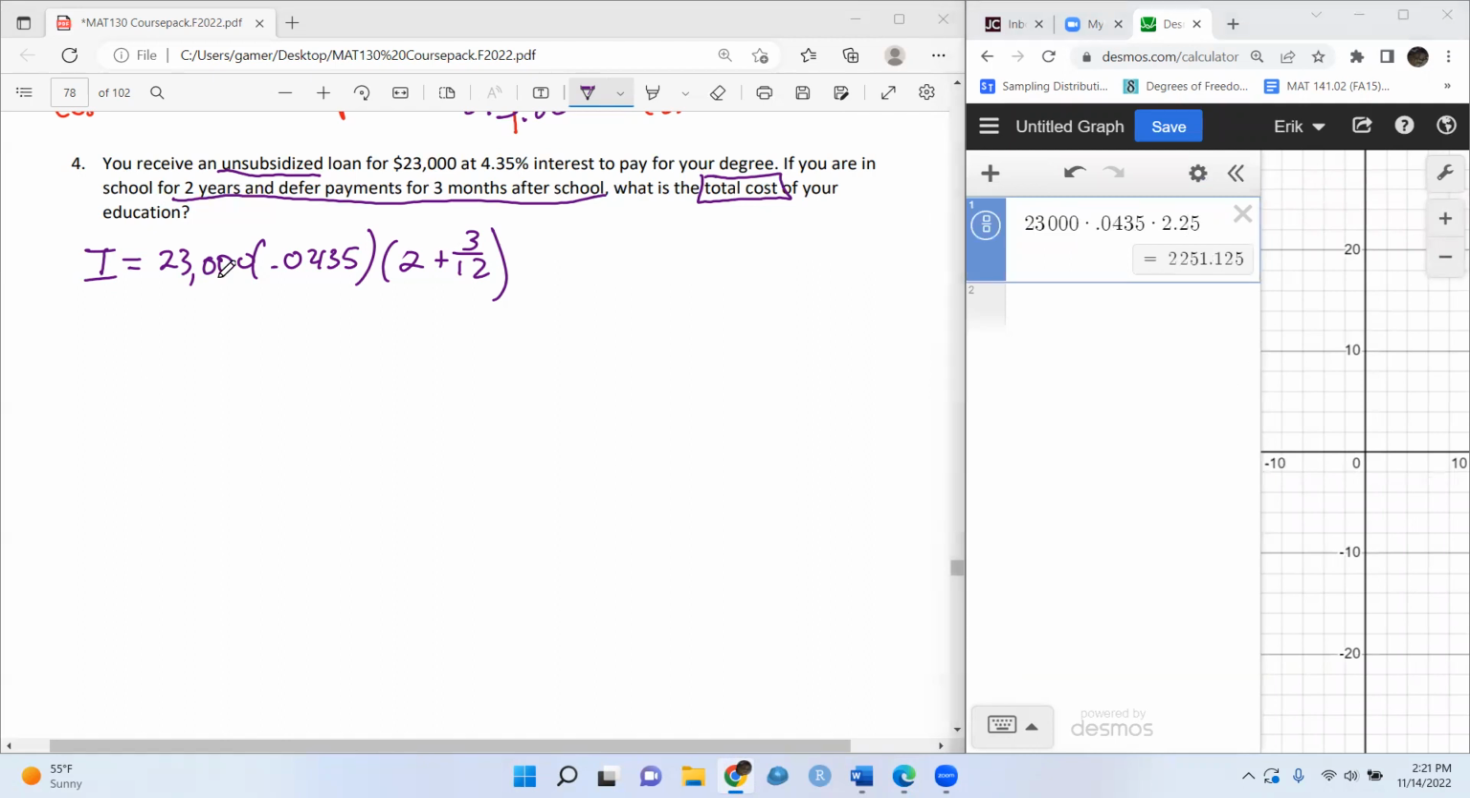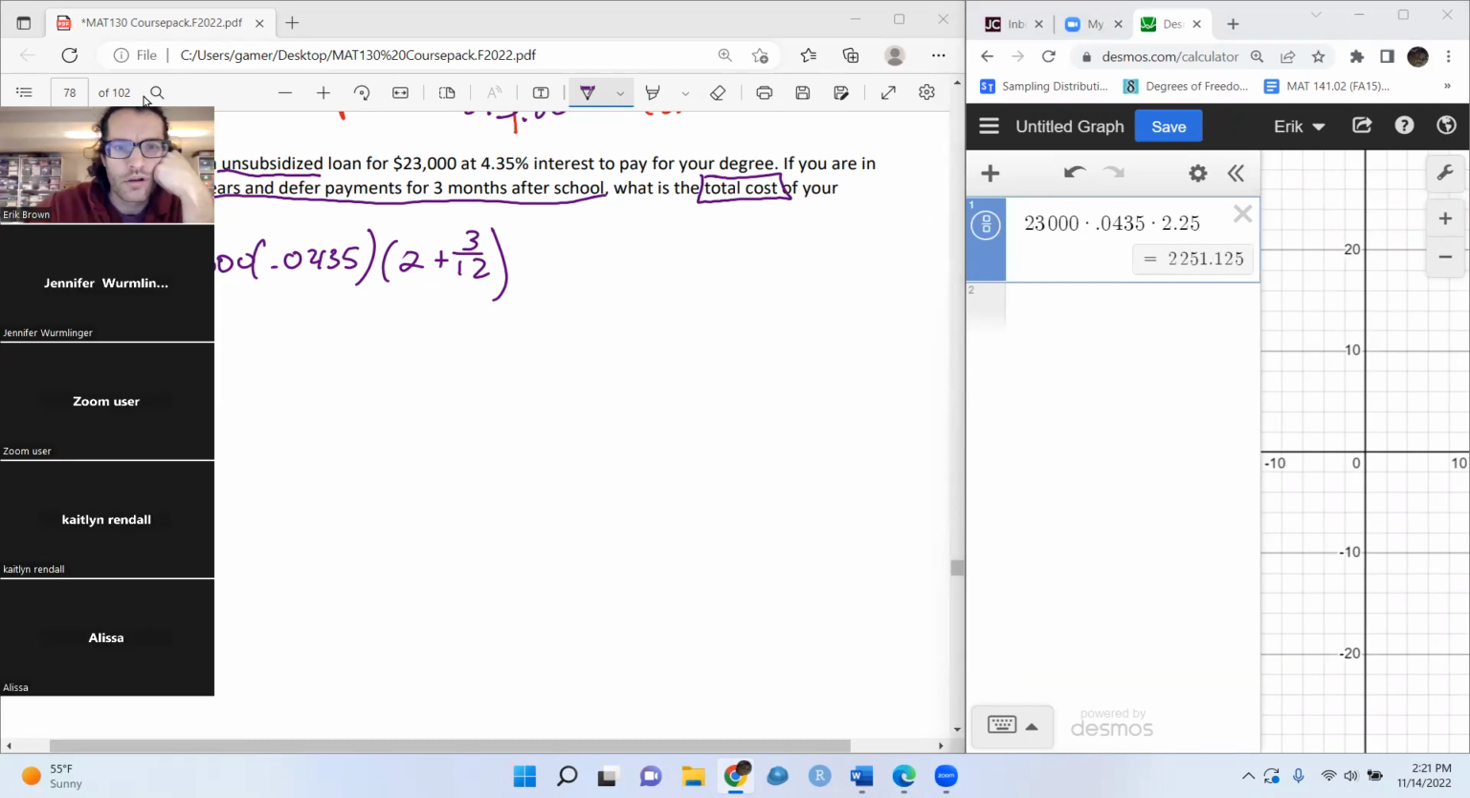So Jennifer, how did you get 4,013? Probably because I just put 27 months. Oh, that'll do it. If you did 27 divided by 12, you get the same thing. But if you do 27, you get a crazy big number. Wait, 27 months? Yeah, that makes sense. Let's see, 2 plus 3 divided by 12. Okay. Does that make sense, everyone?